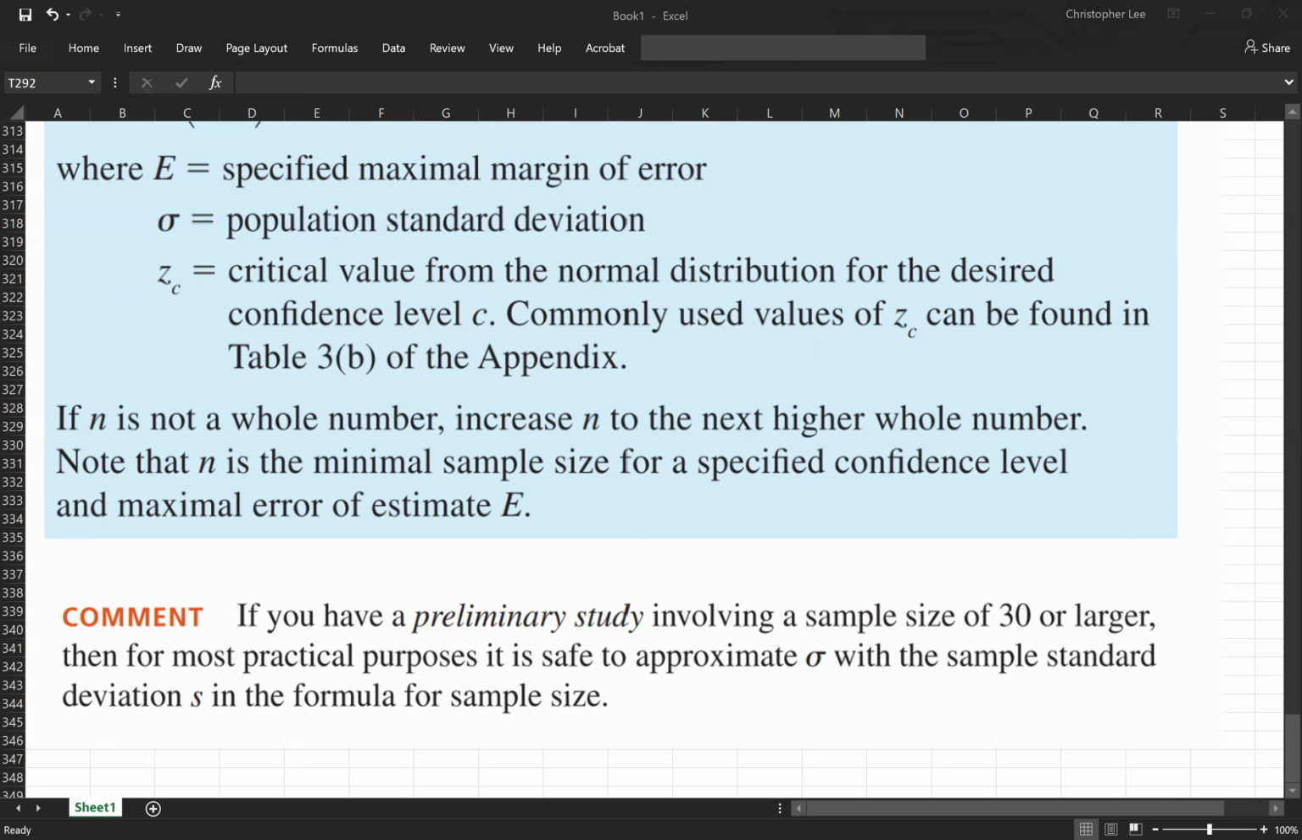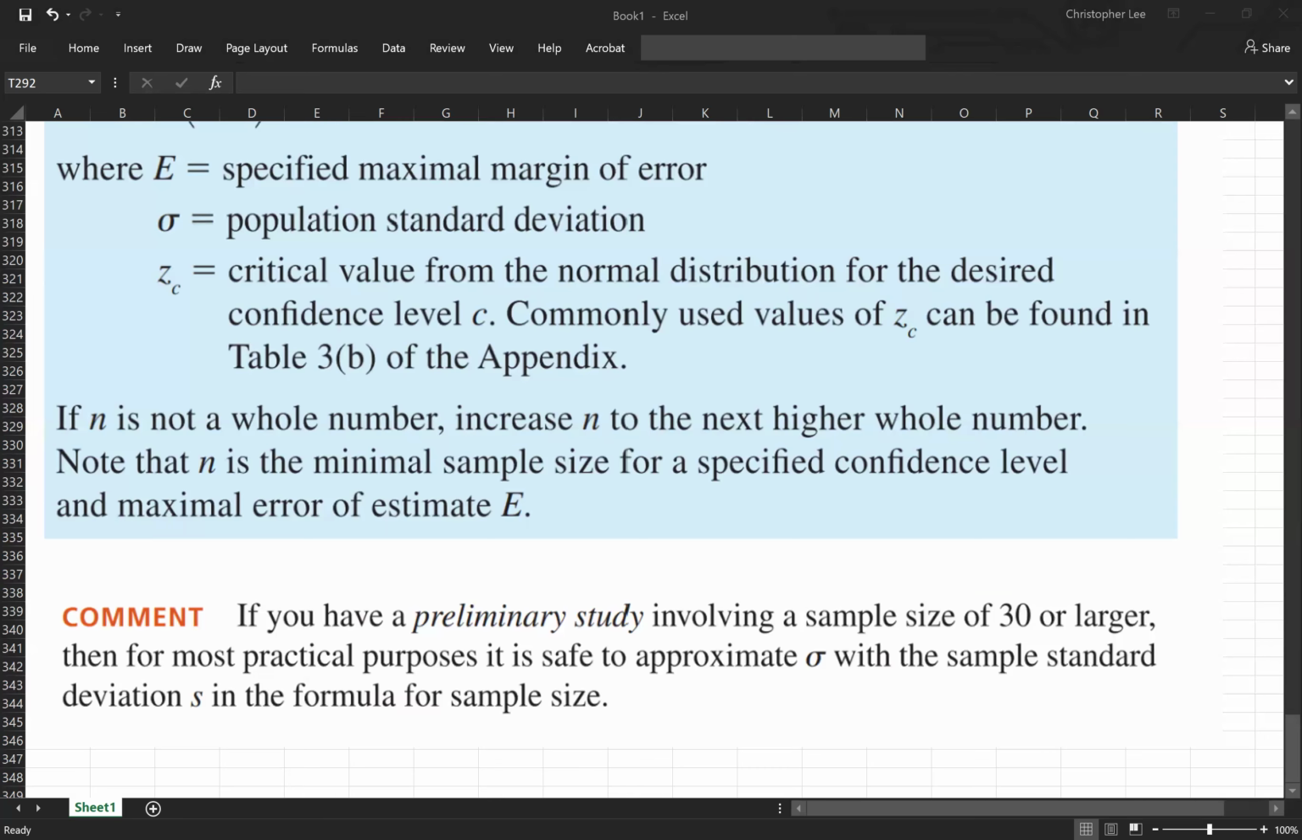All right, hold on. So it says here, we'll have a preliminary study involving a sample size of 30 or more. 30 is your sample size, how many samples you have. No, sigma is the population standard deviation. And E is the margin of error. That's how much error you're allowing in your experiment.